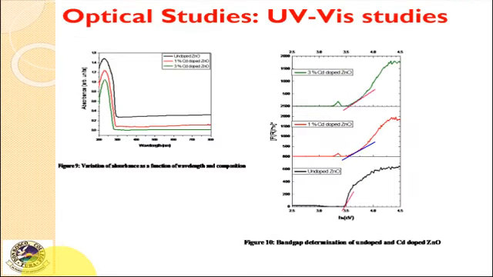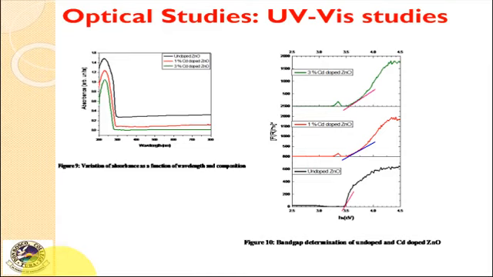UV-visible studies are conducted with the intent of measuring the optical band gap of nanocrystals. The variation of absorbance with wavelength for the undoped and doped samples of ZnO is shown in figure 9. The sharp increase in absorbance for wavelengths less than 300 nanometer is due to the interband transitions at the fundamental edge. The decrease in absorbance for higher doping level of cadmium may be attributed to the fact that the size of nanoparticles decreases, ultimately leading to the widening of the band gap.